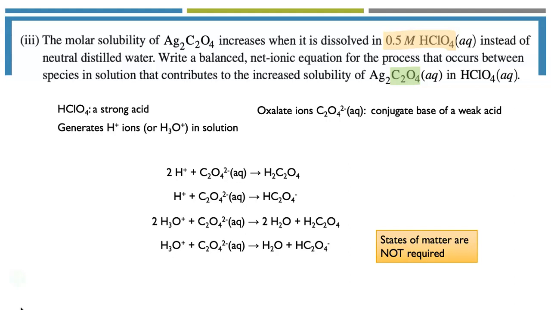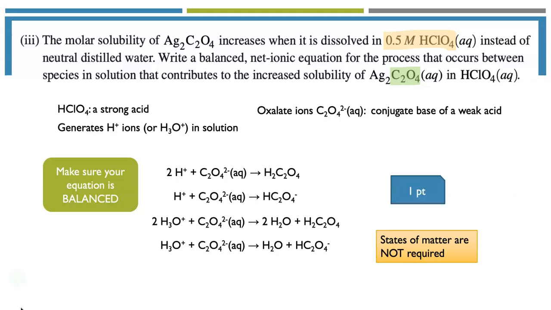Any one of these was accepted. It was really important to make sure that your equation was balanced. So states of matter weren't important, but a balanced equation that shows conservation of charge and mass was required, and that you had to have the H+ reacting with the oxalate. And that's what you needed to do to earn the 1 point here.